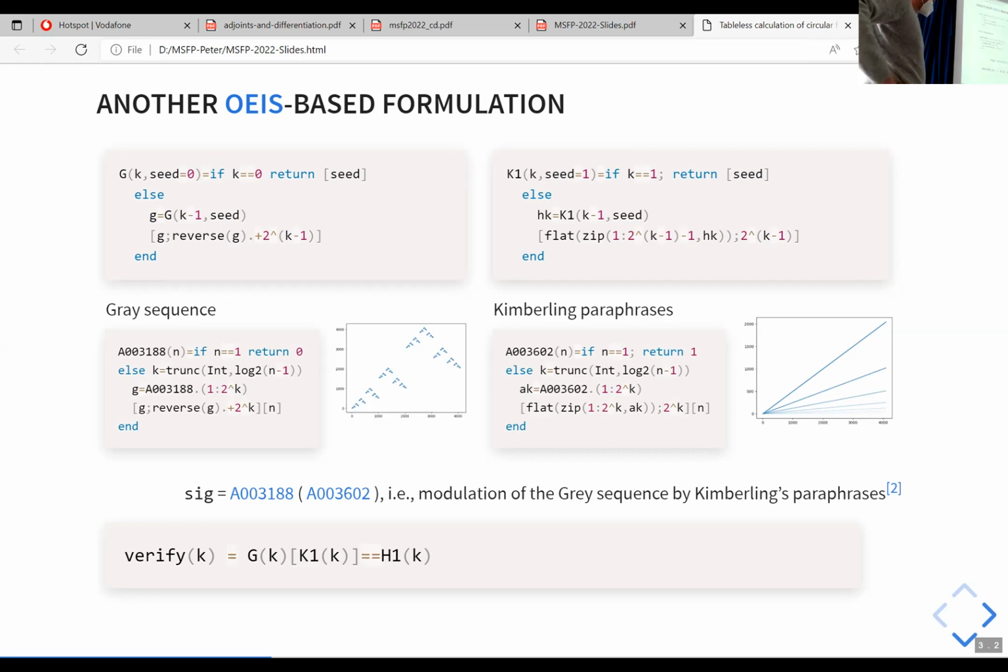But the repetitions, the fact that it's fractal, is due to the sequence which modulates the Gray sequence. In this case, it is related to dyadic fractions also, and in OEIS it is called the Kimberling paperfolding sequence. The fact that my sequence, defined a couple of slides back, is actually the same as this sequence can be easily verified by this expression. By modulating the Gray sequence like Kimberling's paperfolding, you get back the exact same sequence.